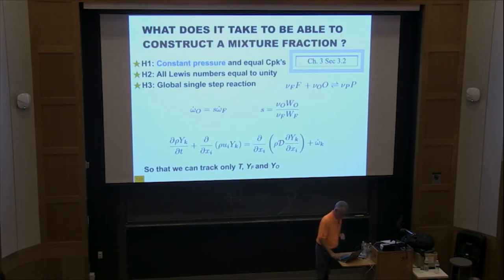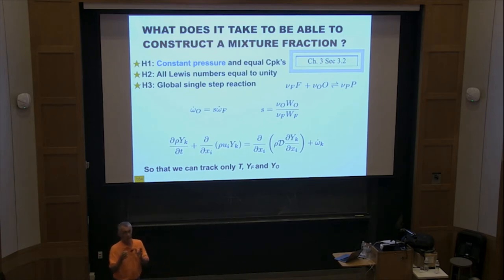So let's go to the derivation now. To do this derivation, we need to assume constant pressure, but we do that all the time. We talk about deflagration. We need to assume equal Cp: all the species have the same Cp. Not really true, but we do that all the time. We'll say that all the Lewis numbers are equal to unity, so that there is only one diffusivity. We call it D for the moment.